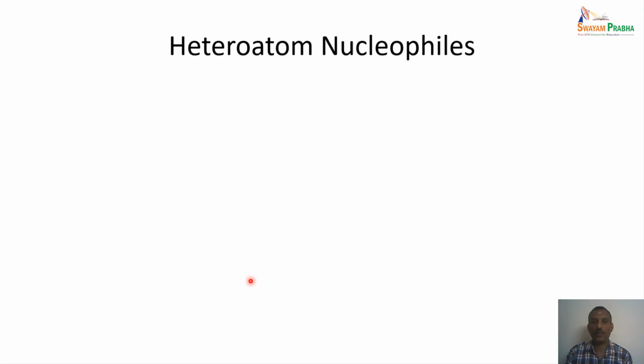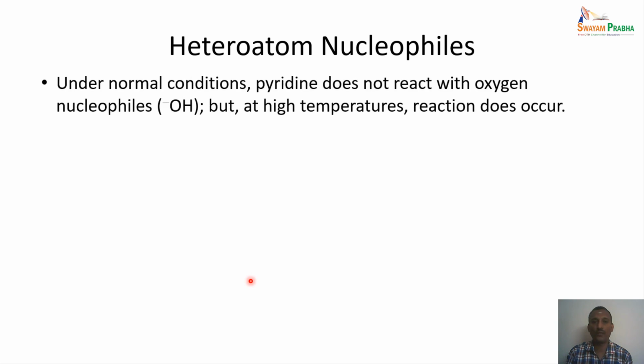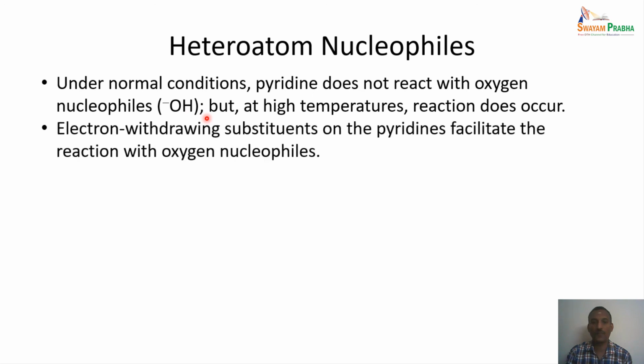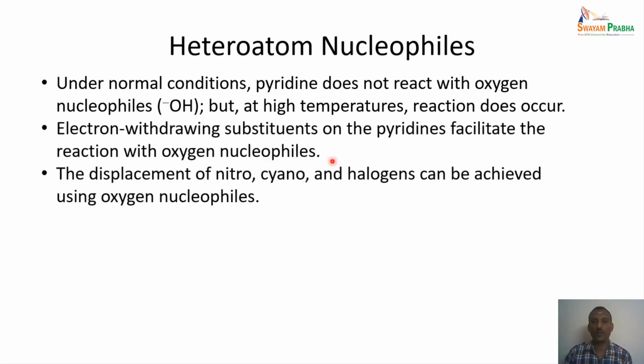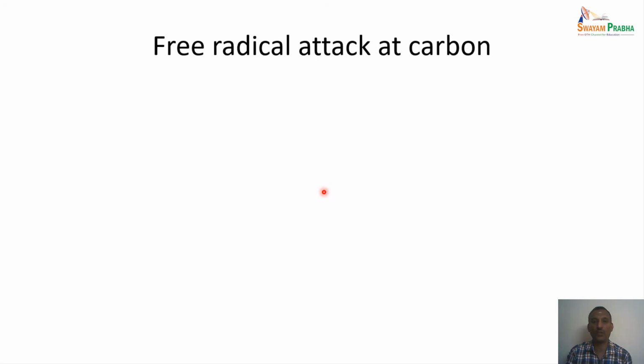Then let us look at the heteroatom nucleophiles. Under normal conditions, pyridine generally does not undergo reactions with nucleophiles, basically the hydroxide group, but at high temperature the reaction occurs. Electron withdrawing substituents on the pyridine actually facilitate the reaction with the oxygen nucleophile. Displacement of nitro, cyano and halogen can be easily achieved using oxygen nucleophiles.